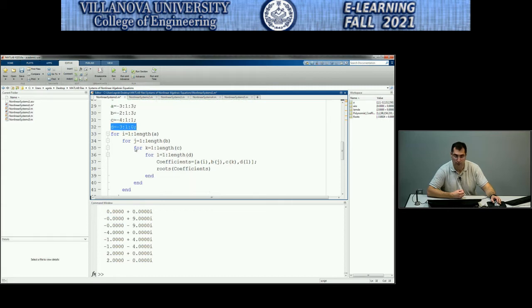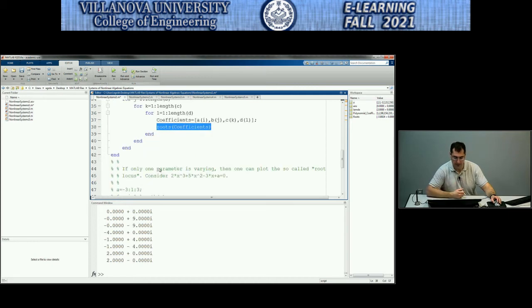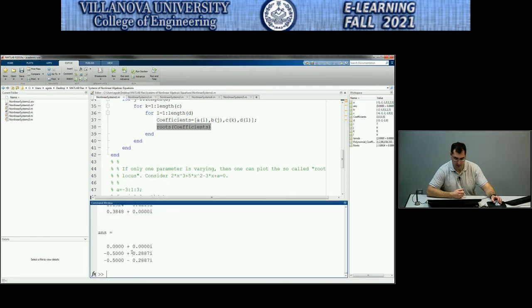And then you define 4 nested loops. So my internal index i is going to run from 1 to the length of a, j is going to run from 1 to the length of b, and so on. And then you're solving, first of all, you're defining the vector of the coefficients for each selection of a, b, c, and d. And then you apply the roots command. And MATLAB is going to compute the roots every time. So you see, every time it's going to give you 3 roots, because it's a third order polynomial, for each of those values of the parameters.